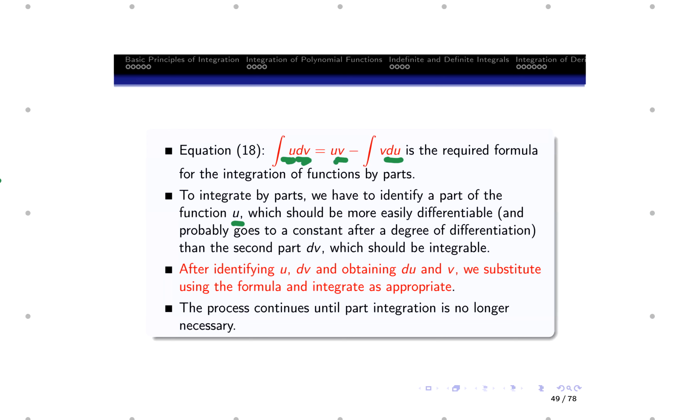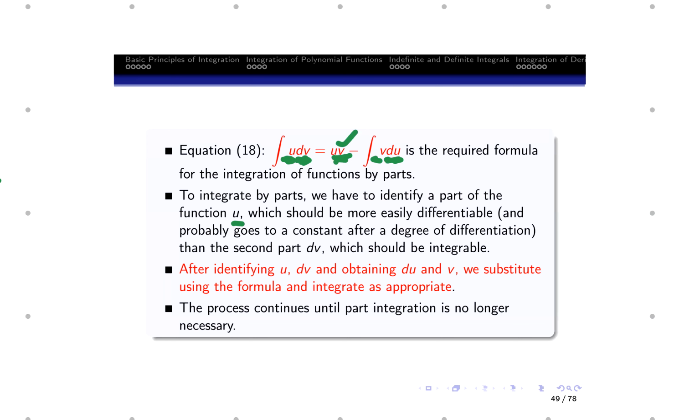You need u, which is normal u here. You need v, which you get by integrating dv, right? And you need du, which you get by differentiating u. V you get by integrating dv.